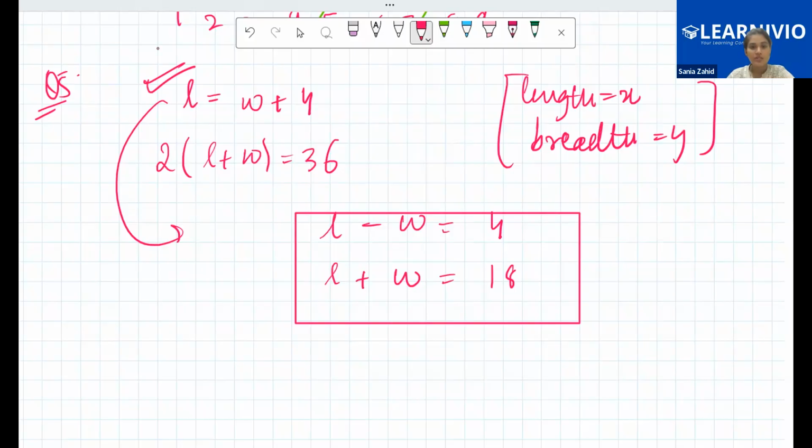So what kind of equation is it? 1 is to 1, not equal. This becomes parallel lines.